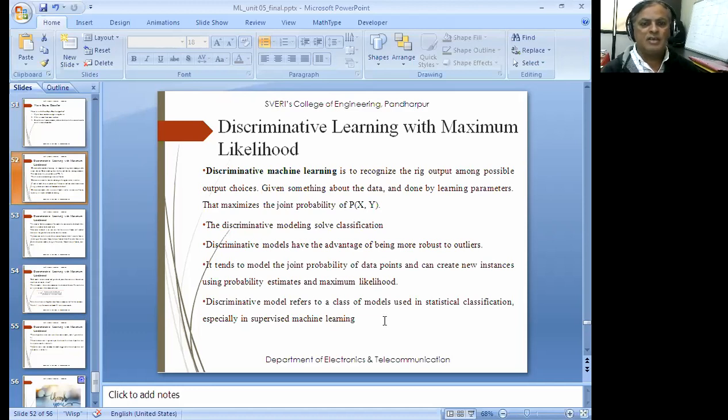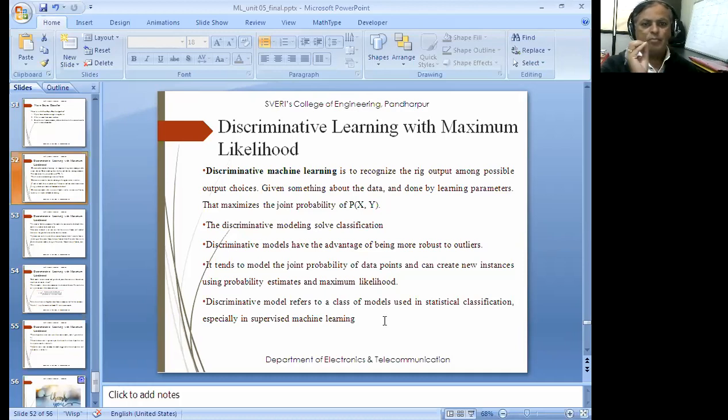Suppose there are different classes and you want to discriminate one class from the other class, then you have one more method called maximum likelihood. So let us see how it works. The goal of discriminative machine learning is to recognize the right output among possible output choices. Obviously, you're going to choose one of the best results from a lot of results.